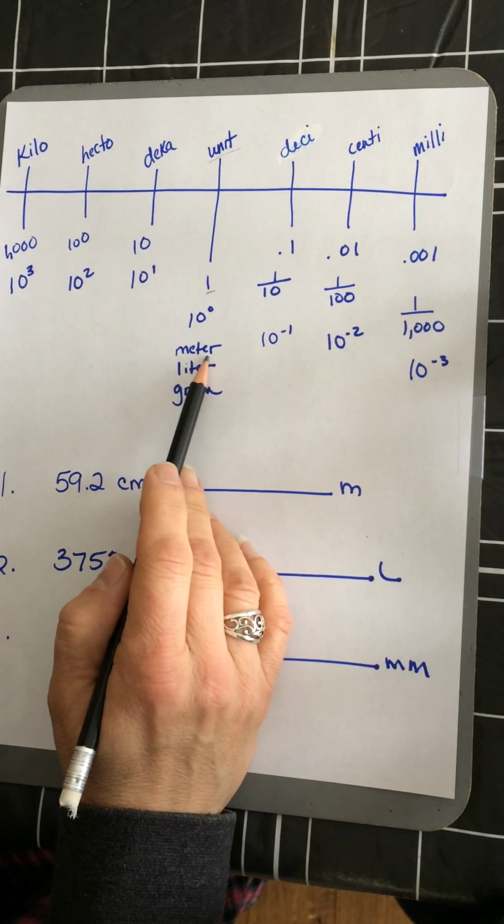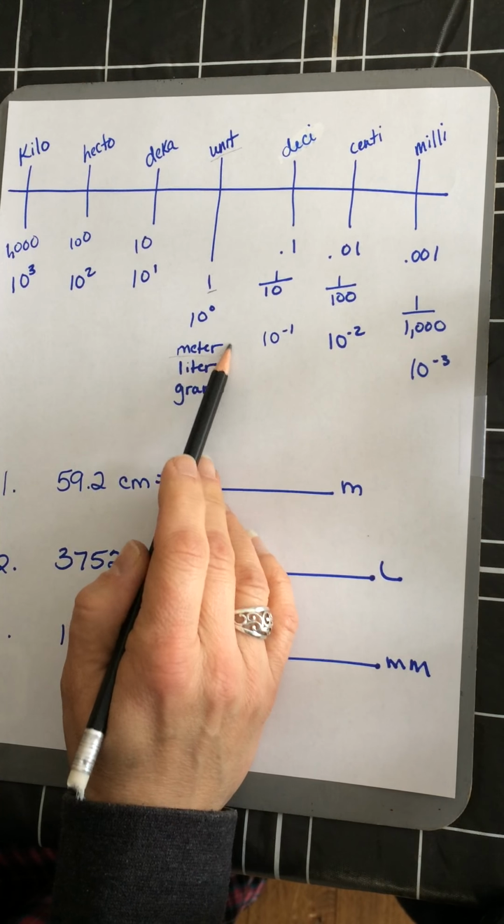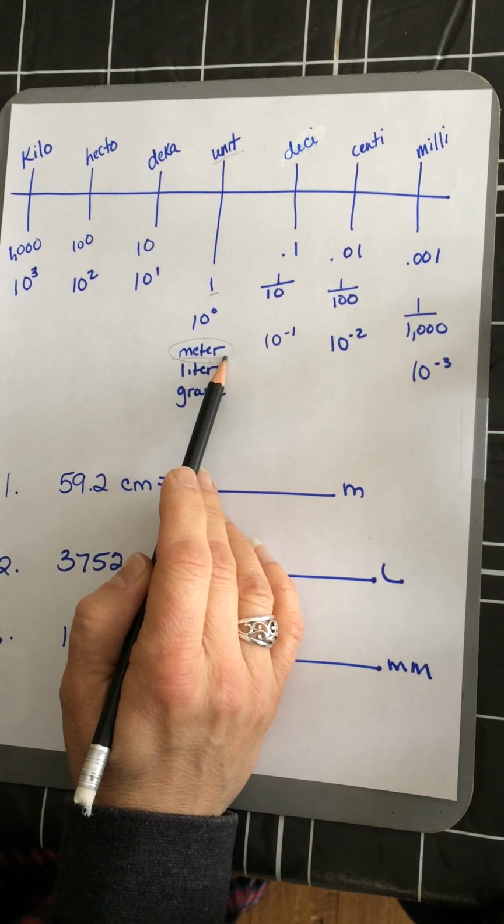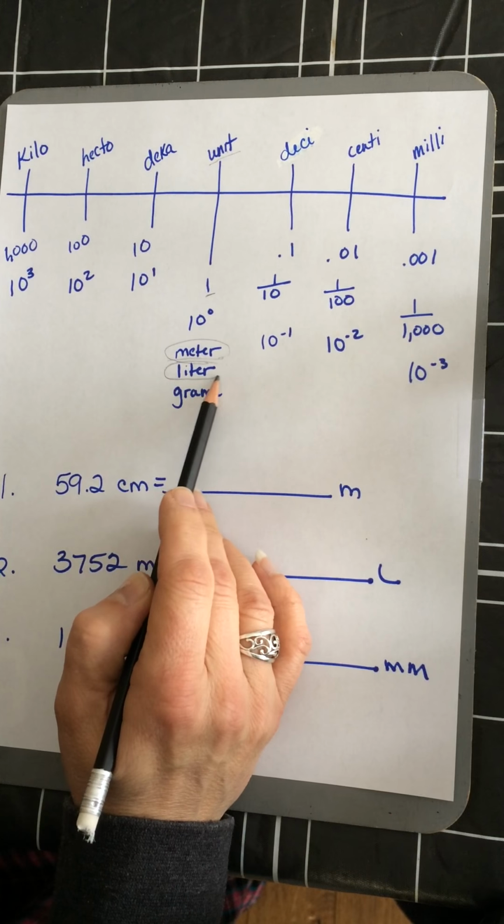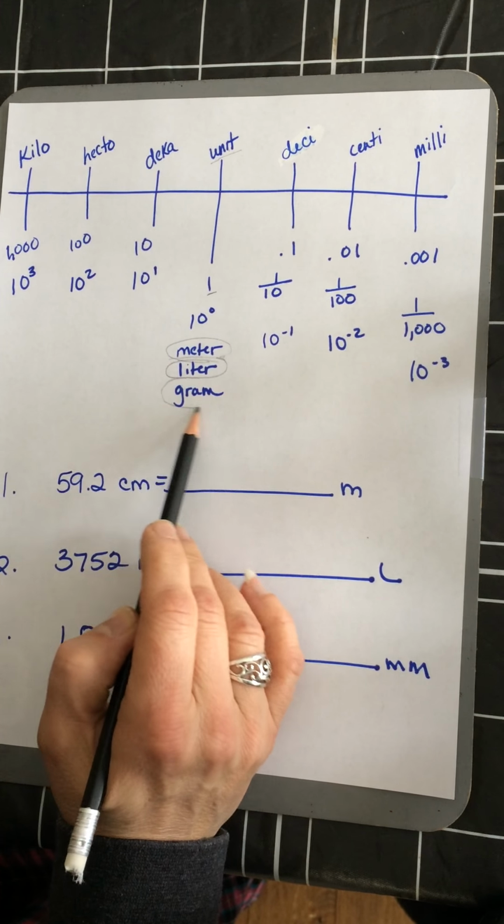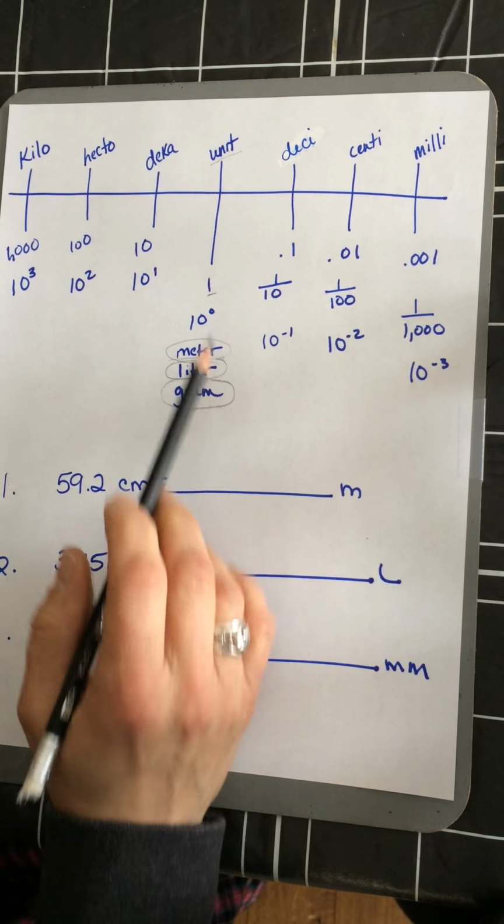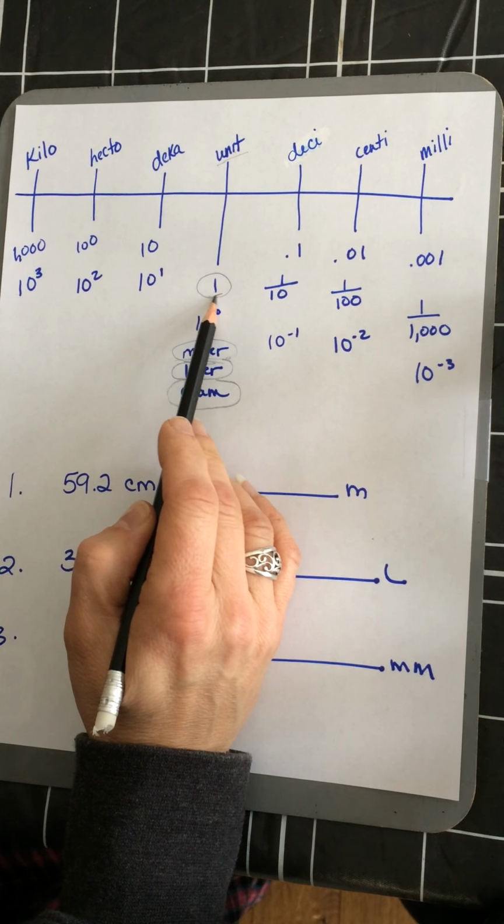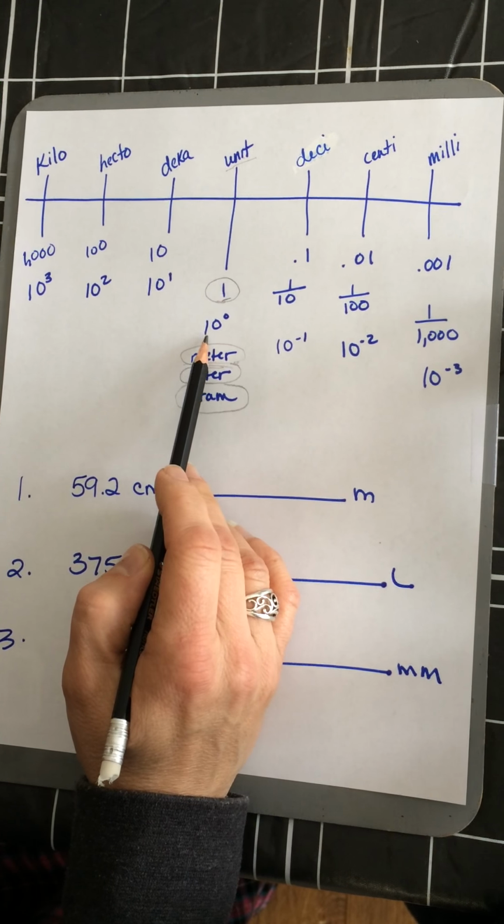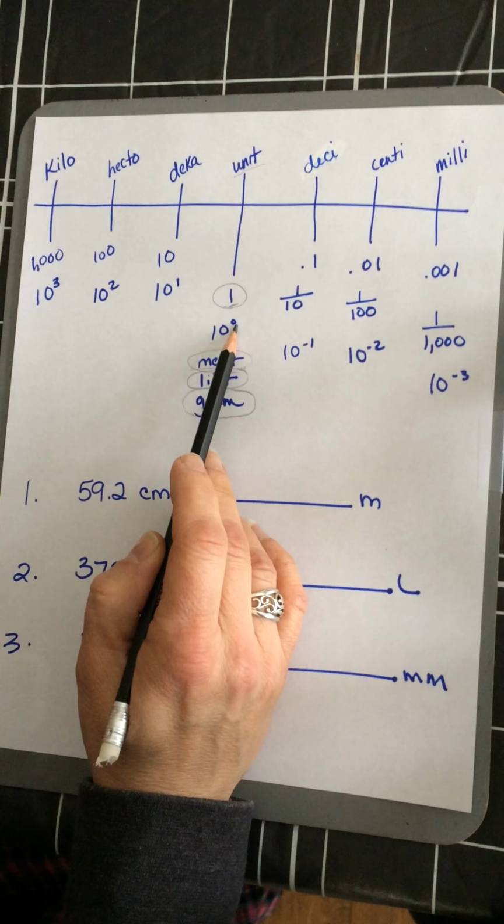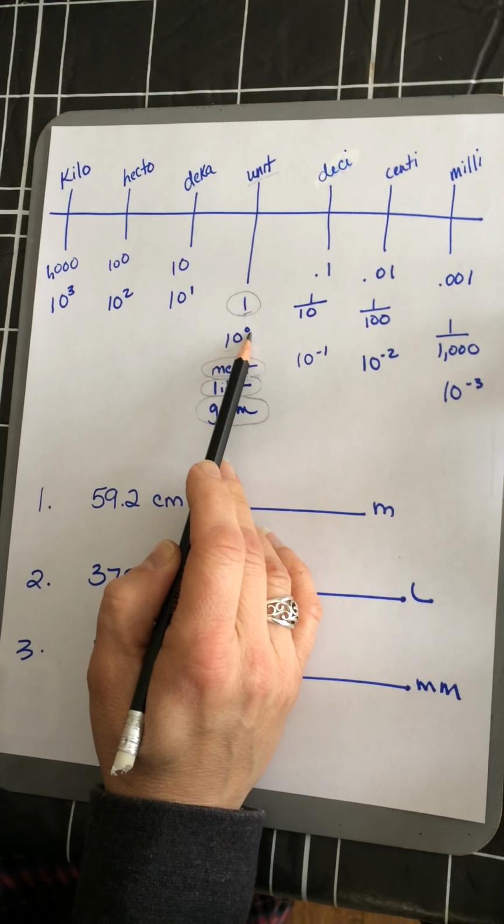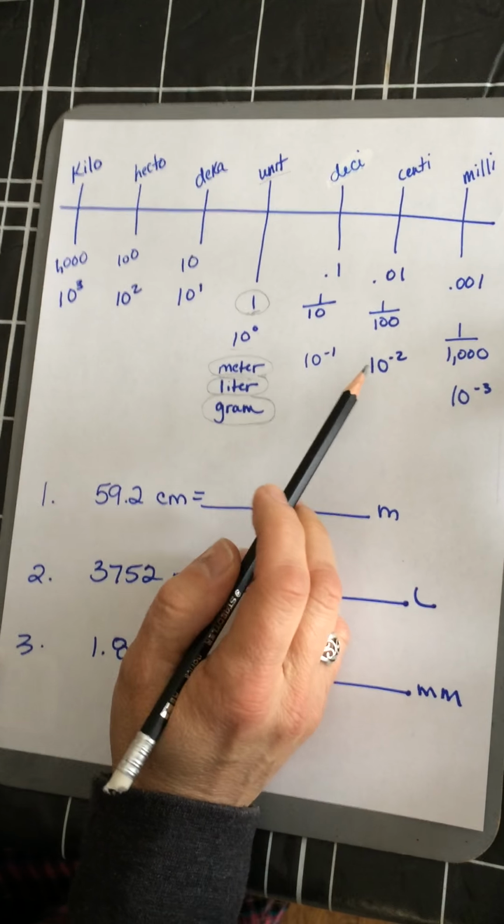So in the metric system, for length or linear measurement, it's meter. For capacity, it's liter, and for weight, it's gram. Okay, so that's always equal. That's our 1. That's our base, which is represented as 10 to the 0 power. Remember, anything to the 0 power is equal to 1.